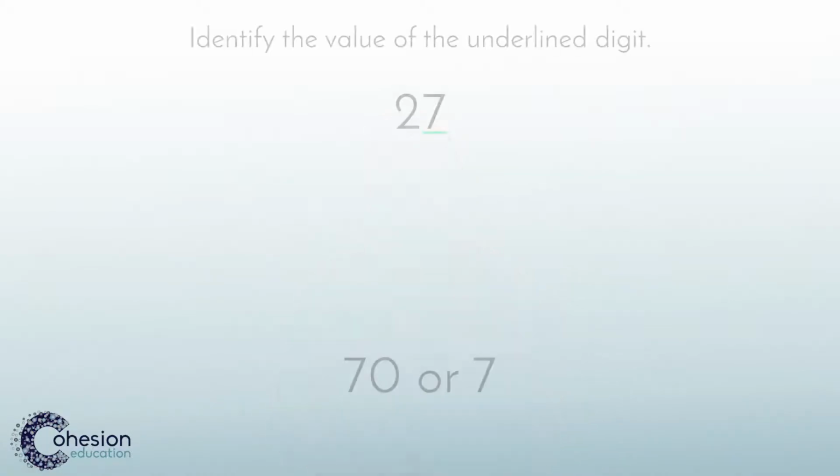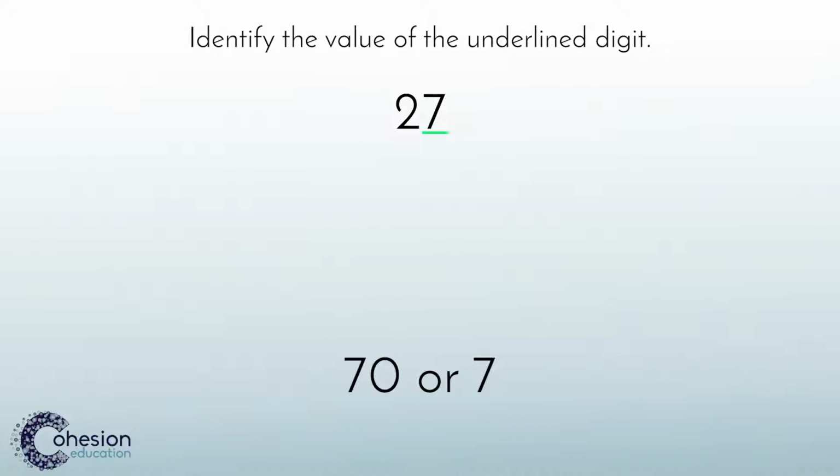Let's take a look at an example where we will identify the value of the underlined digit. Students will typically see a question and visual like this with the following directions. Identify the value of the underlined digit. Students will see a 2-digit number represented in standard and picture form. The underlined digit in this example is the 7.